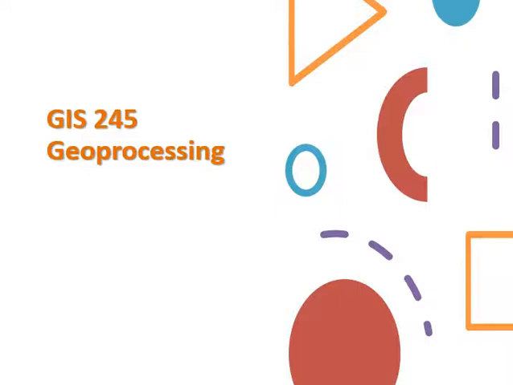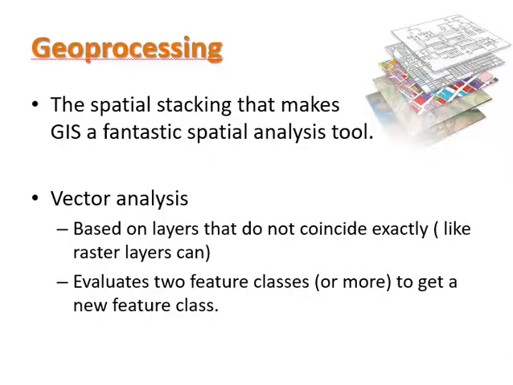This week we go into geoprocessing, which is really the icing on the cake for geospatial analysis. These processes will be used for vector data. When we get into raster data, there's a different type of processing, raster analysis, because the raster data will coincide exactly square for square.